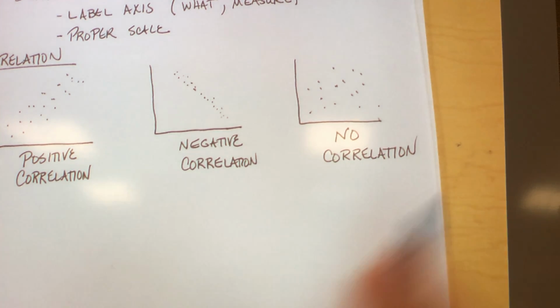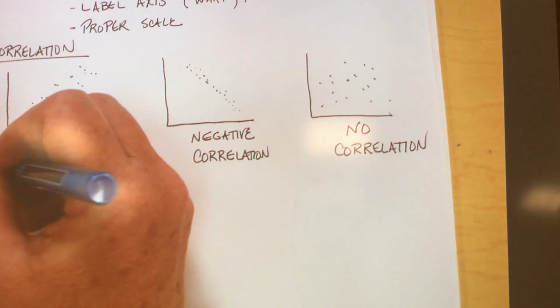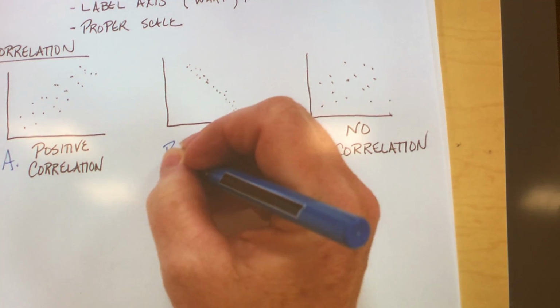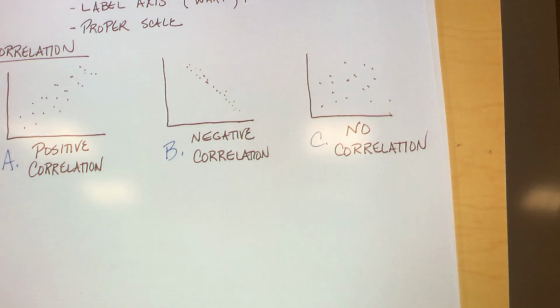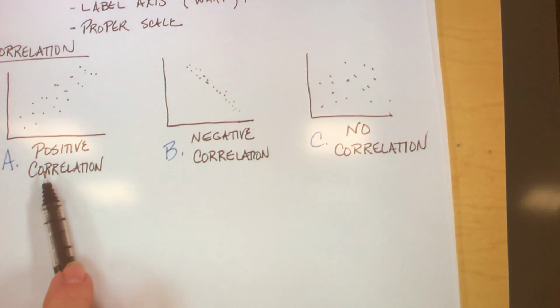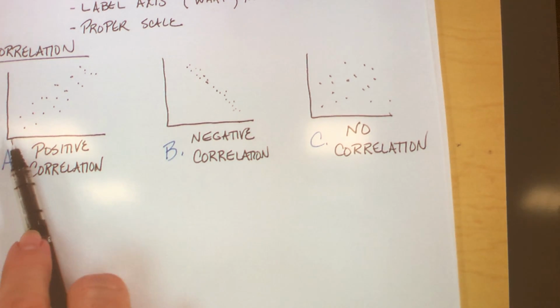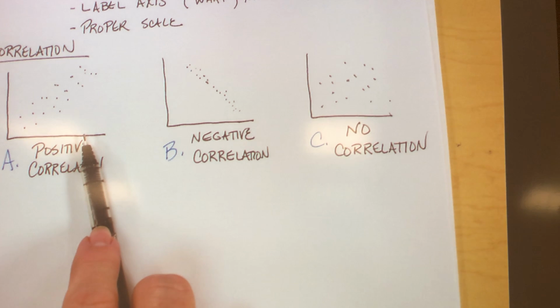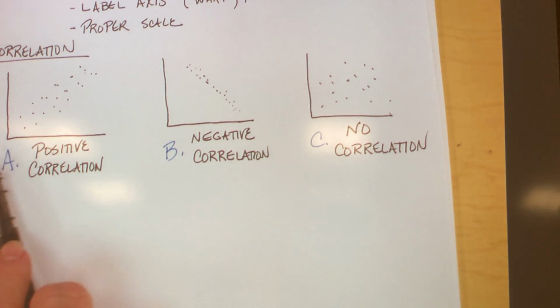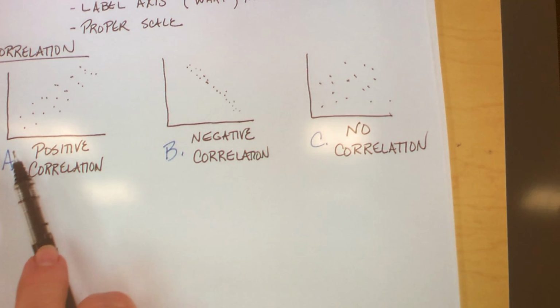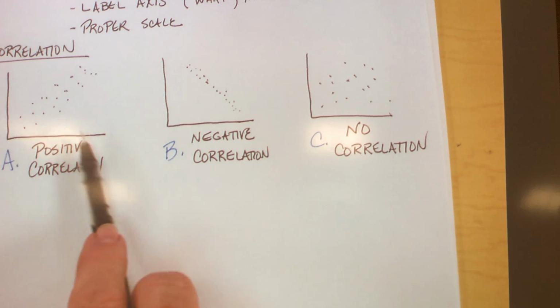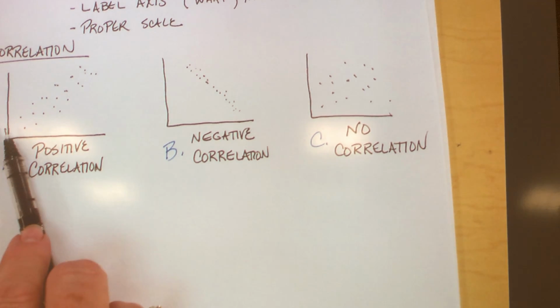All right, so here's what I want you to do. I want you to label these graphs. This is A, this is B, and this is C. Okay? So, a positive correlation might be how many hours you spend studying for a test and your grade on that test. So, the longer you study, the higher your grade.